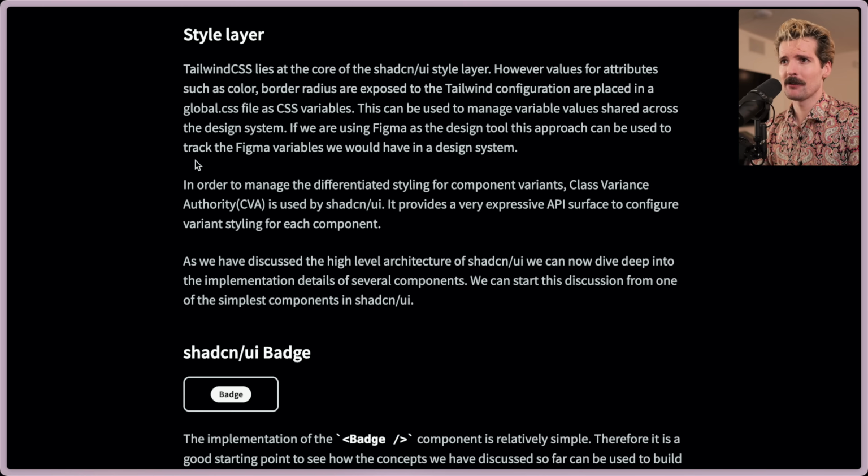Anyways, in order to manage the differentiated styling for component variants, CVA, Class Variance Authority, which I pointed out before, is used by shadcn/ui. It provides a very expressive API surface to configure variant styling for each component. As we've discussed the high-level architecture of shadcn/ui, we can now dive deep into the implementation details of several components. We'll start this discussion from one of the simplest components in shadcn/ui.